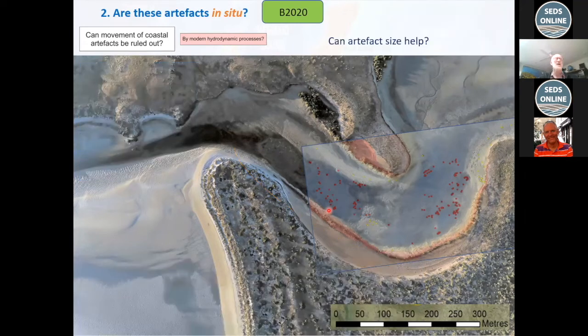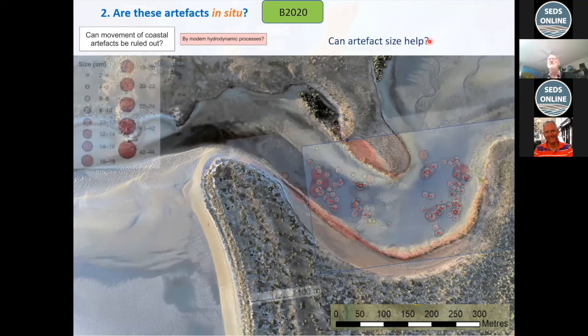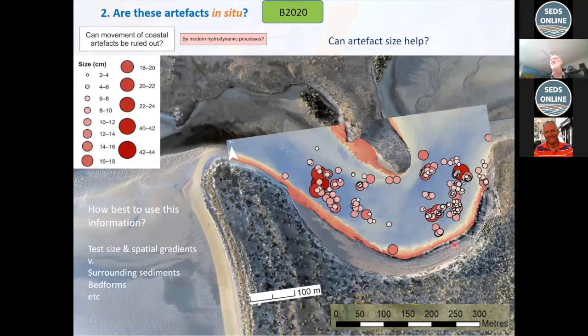But we can also do another thing. My sedimentary brain says, well, perhaps we can look at artifact size, and how can we use that? So, helpfully, in that paper, they did present a map of artifact size. Here's the scale, 2 to 4 centimeters, some of the tiny ones, and some of the biggest ones up to 42, 43, 44 centimeters. So my head would say, well, how best to use this information? Presumably we would test the spatial gradients of these artifacts, and compare them with the spatial gradients that we would find in the natural surrounding sediments and any sediment transport pathways that we might infer from things like bed forms or the internal structure and age of the sand deposits to the northeast and southwest.